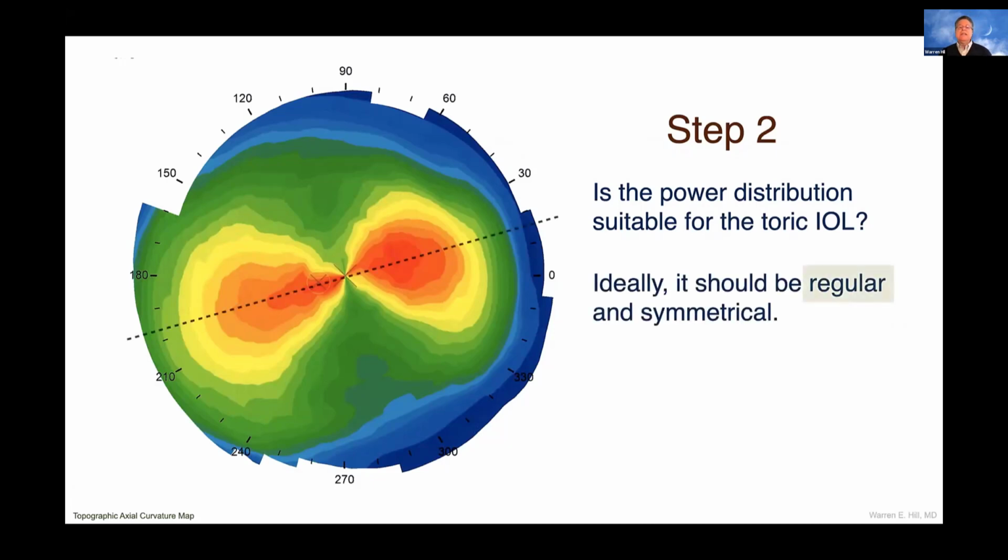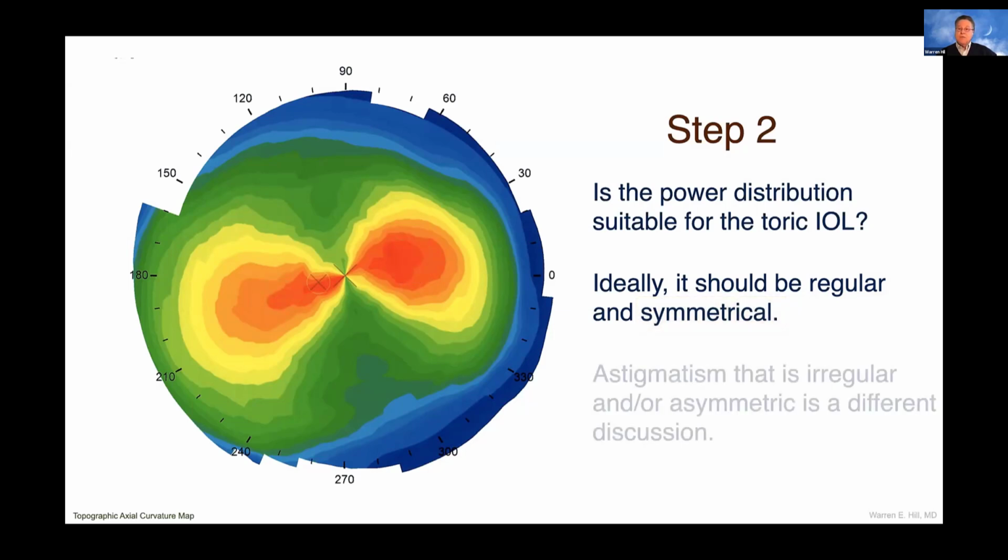So we're looking to see, is the astigmatism regular? Do we line up with the center of each of the astigmatic lobes and the corneal vertex? And is it symmetrical, which means similar power on either side of the corneal vertex? Remember, the part of the toric IOL that has toricity is really just a cross cylinder, and it's perfectly symmetrical. Now, irregular asymmetric astigmatism is a different discussion that we don't have time for today.